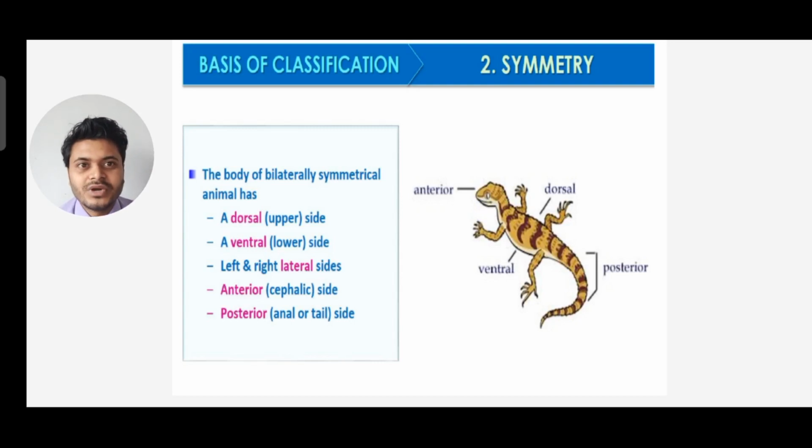Now, where the body has bilateral symmetry, the animal has a dorsal surface, that is the upper side, and also a ventral side, that is the lower side, as well as left and right lateral sides. All right, so the anterior is called the cephalic side and the posterior is called the anal or tail side. You can see the anterior side, the posterior side, the dorsal side, the ventral side, everything given very clearly, so that you don't get confused which one is the dorsal side, the ventral side, the anterior side, or the posterior side of any animal.